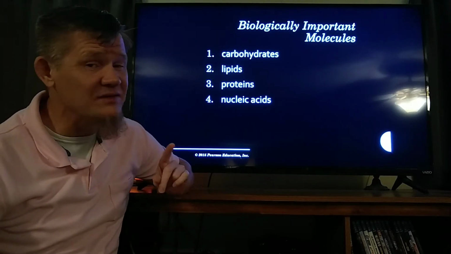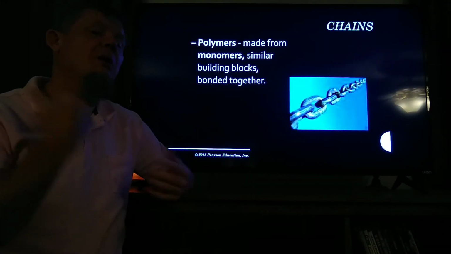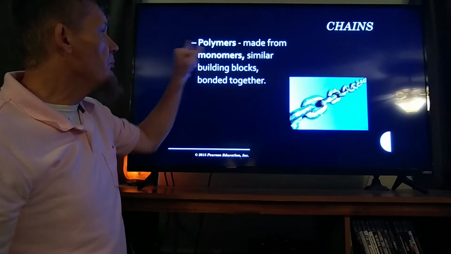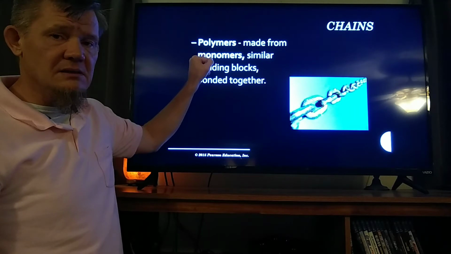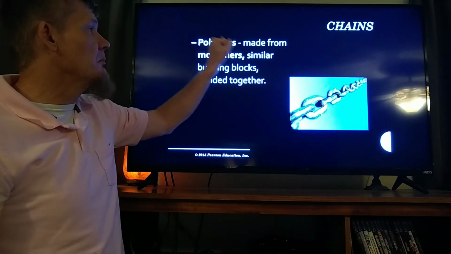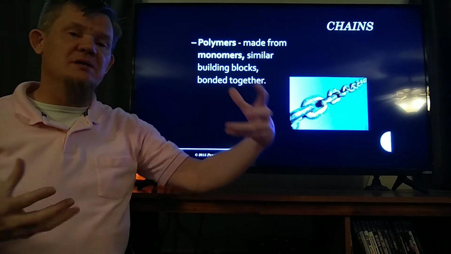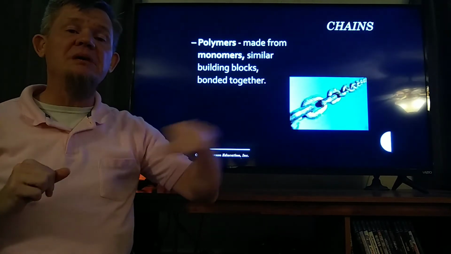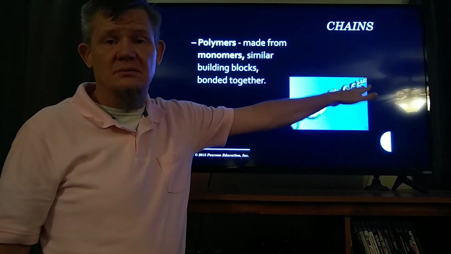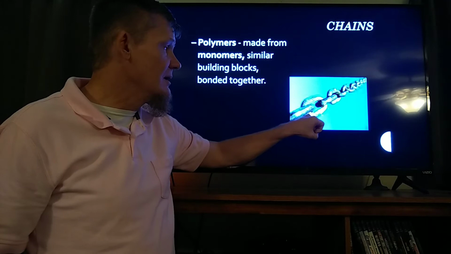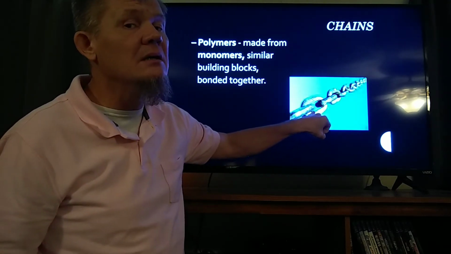They all have some similarities. The similarity is that they're all what we call polymers. Poly means what? Poly means many. A polymer is a molecule that is made from several repeated smaller units. And the example is a literal chain. A chain is a bunch of links connected to each other. A bunch of repeated units.